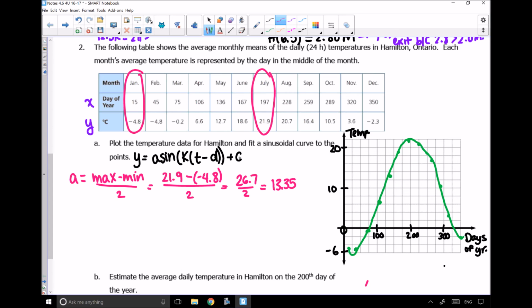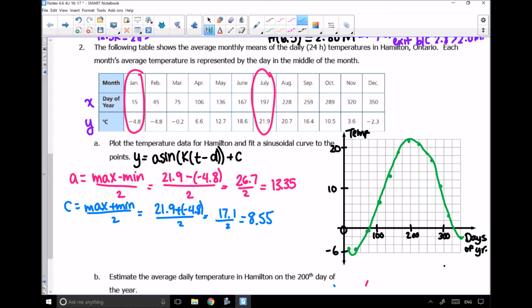Okay, now I'm going to find the c value, and to find the c is the same idea, but I'm going to do the max plus the min, divide that by 2. So I'm going to take 21.9 plus negative 4.8, divide that by 2. So I'm going to subtract those values. So I end up getting 17.1 over 2, which is 8.55.